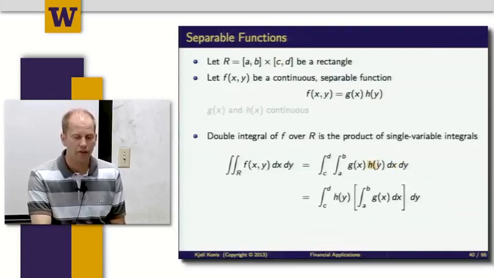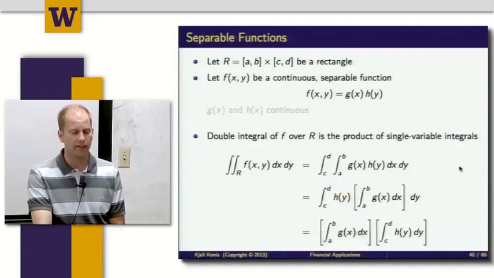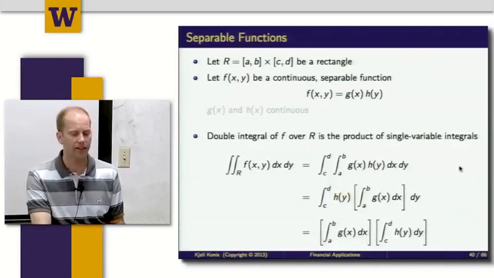And then because h of y is going to be constant when I'm integrating with respect to x, I can bring that out in front of the dx integral sign. And now inside the square brackets, I have something that I could just integrate and replace with a constant. And since this quantity inside the square brackets is constant, I can move that out in front of my dy integral. And so what I'm left with is a product of a definite integral of g of x dx and another definite integral of h of y dy.